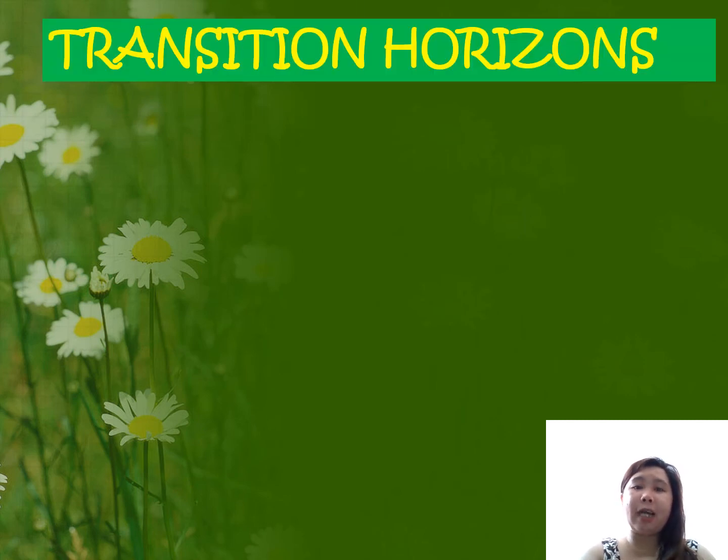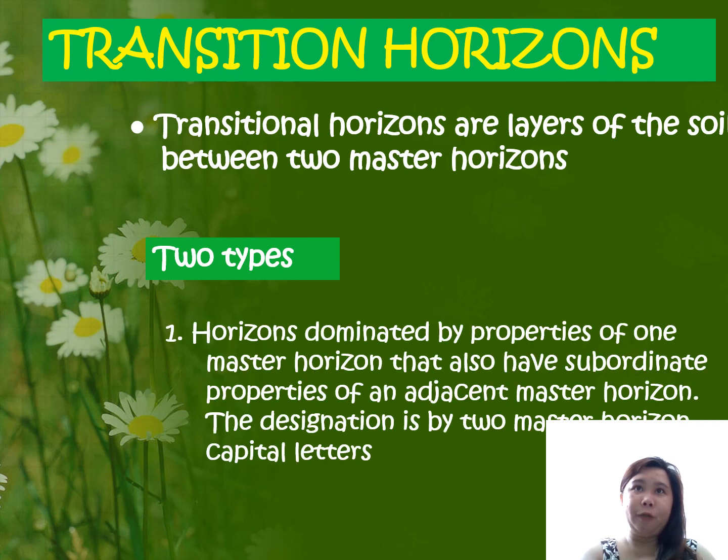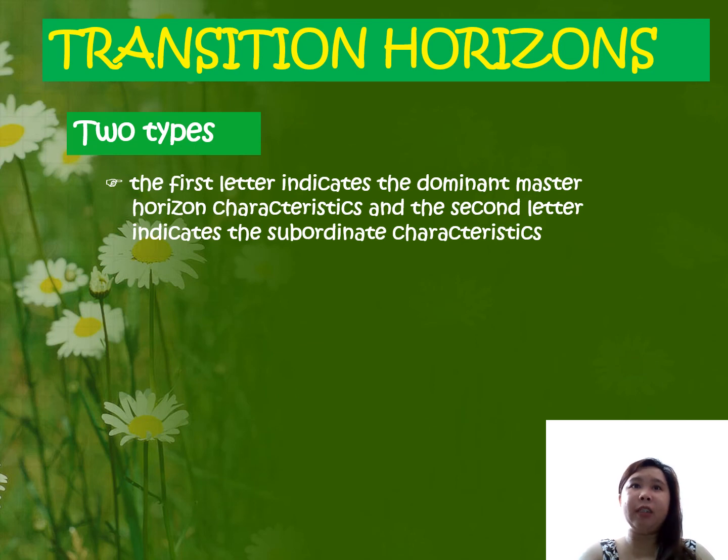There is also what we call the transition horizons. These are layers of the soil between two master horizons. We have two types. For the first type, these are composed of horizons that are dominated by properties of one master horizon that also have subordinate properties of an adjacent master horizon. And the designation is by two master horizon capital letters. The first letter indicates the dominant master horizon characteristics, and the second letter indicates the subordinate characteristics.